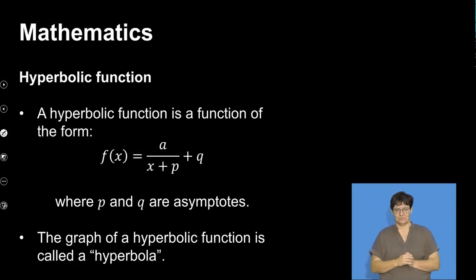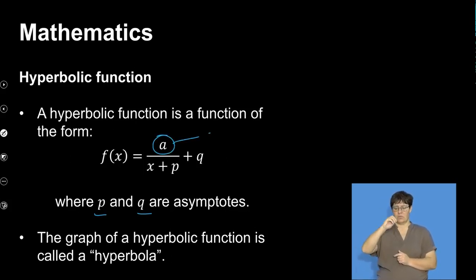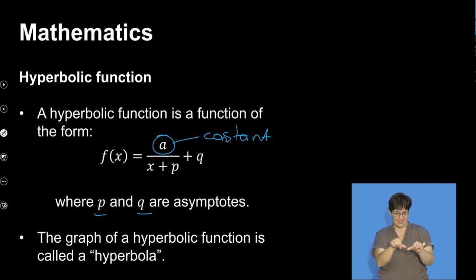Remember that a hyperbolic function is a function of the form f of x equals a over x plus p, plus q, where p and q give the asymptotes of this particular function, and the a value is just a constant. Remember, we do know what this constant does for us. It normally tells us things about orientation and about the shape of the hyperbola. So the graph of a hyperbolic function is normally known as a hyperbola.